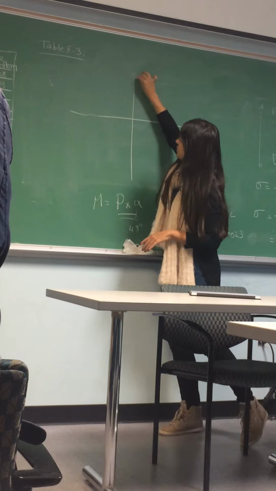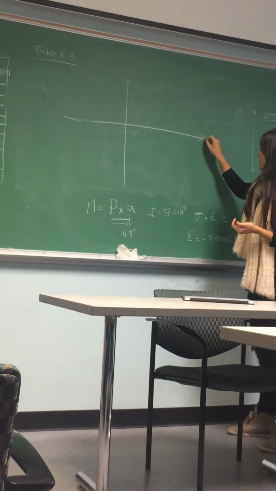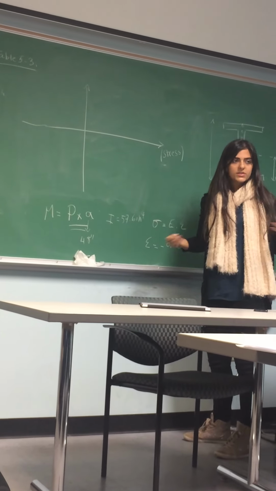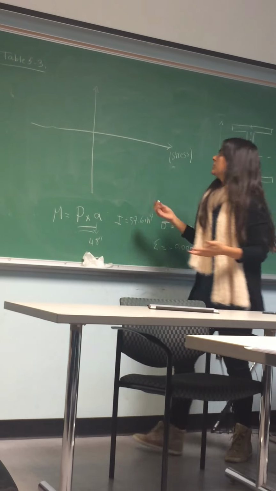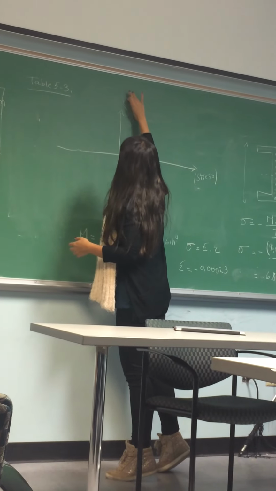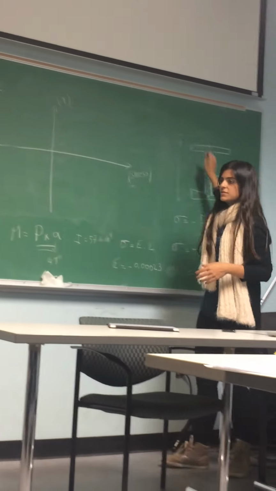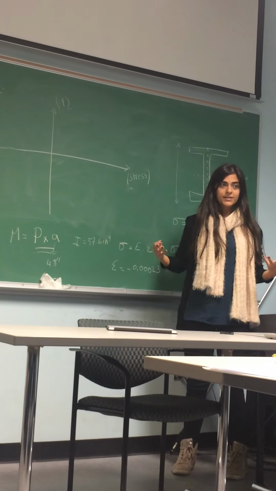So on your graphs, on the x-axis, you're supposed to have stress or strain. Doesn't matter because it will give you the same pattern. And then on your y-axis, you're supposed to have the distance between the neutral axis and your gauge. Okay? Do you guys get it?